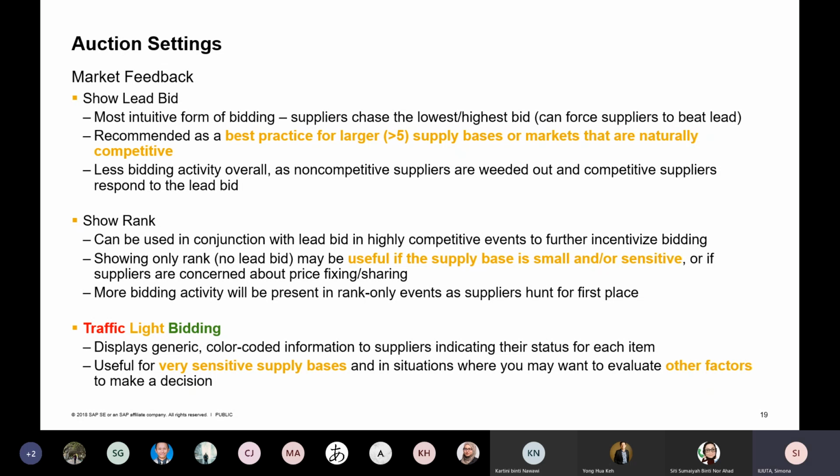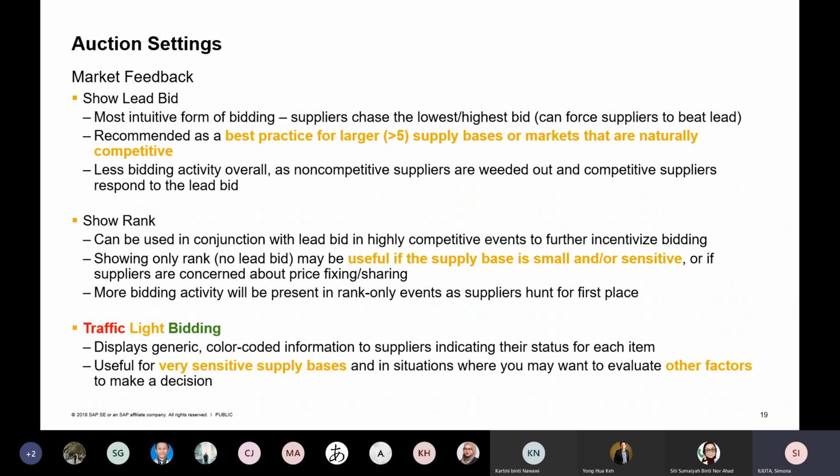Rank: you can run an auction that is rank only, so you are only going to show the rank, or you could use it in conjunction with the best leading bid in very highly competitive events to further incentivize the bidding. Showing only rank may be useful if the supply base is small or sensitive, or if suppliers are concerned about price fixing.